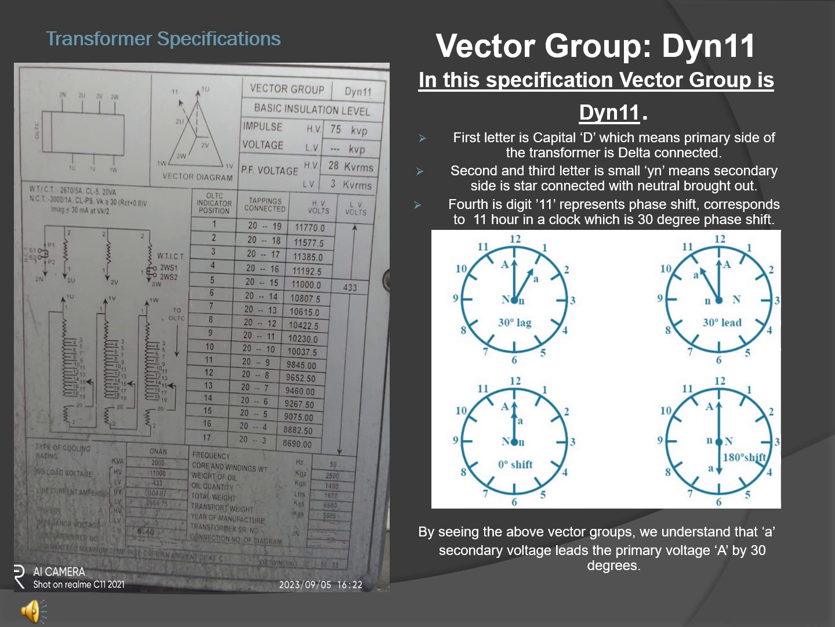Okay, the 4th digit is 11, which represents the phase shift. It corresponds to the 11 hour on a clock, which is a 30 degree phase shift. I have enclosed all four images here: 30 degree phase shift, minus 30 degree phase shift, 180 degree phase shift, and 0 degree phase shift. By seeing the image, the 11 hour represents that the secondary voltage leads the primary voltage by 30 degrees. That is called the DYN11 system.